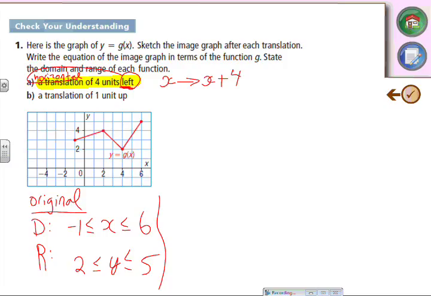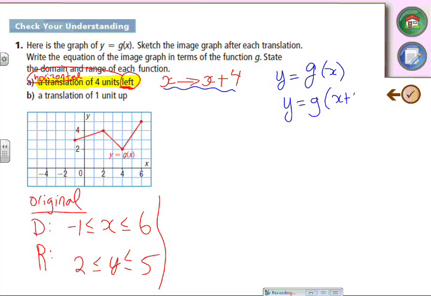Let's plug that into the equation. The original is y equals g of x. Wherever I see an x, put in x plus 4. Y equals g of x plus 4. Done. That's A.